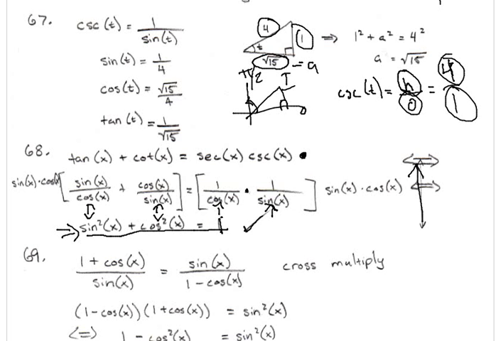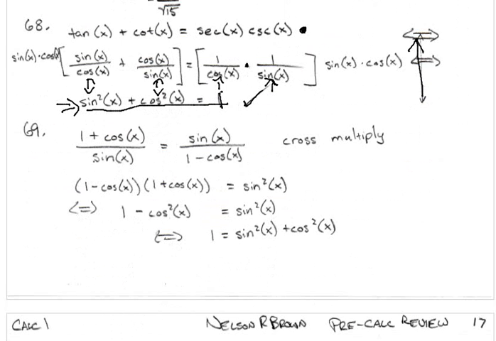All right, down here. Let's try to cross multiply. So in number 69, multiply 1 minus cosine of x to this side, and multiply sine of x to the other side. Here we get 1 minus cosine of x times 1 plus cosine of x equal to sine squared of x. This is a difference of perfect squares here, right? So we get 1 minus cosine squared of x equals sine squared of x. And we get to this.